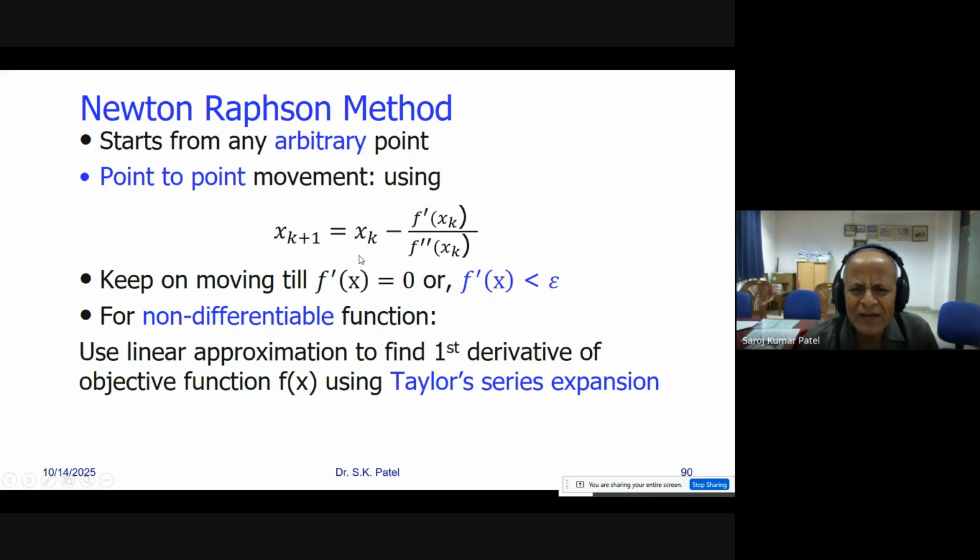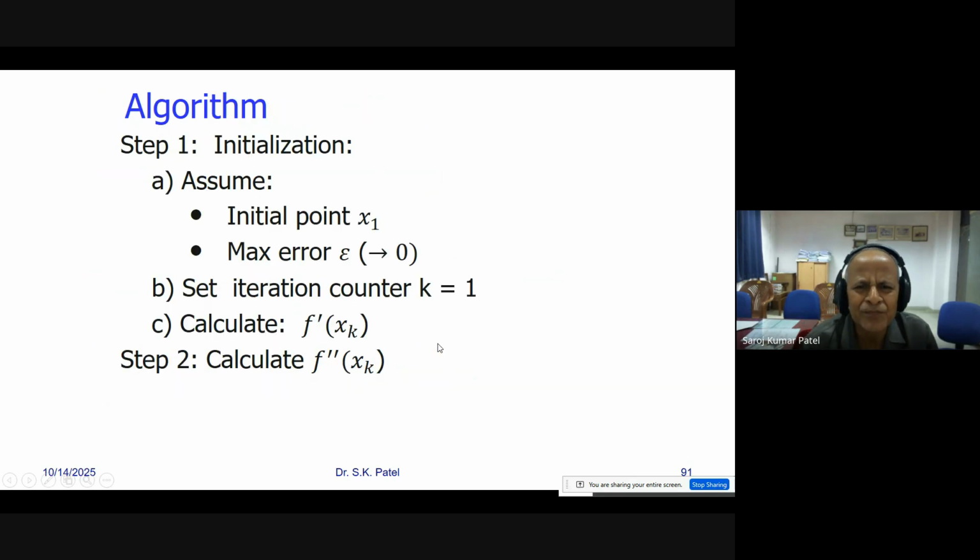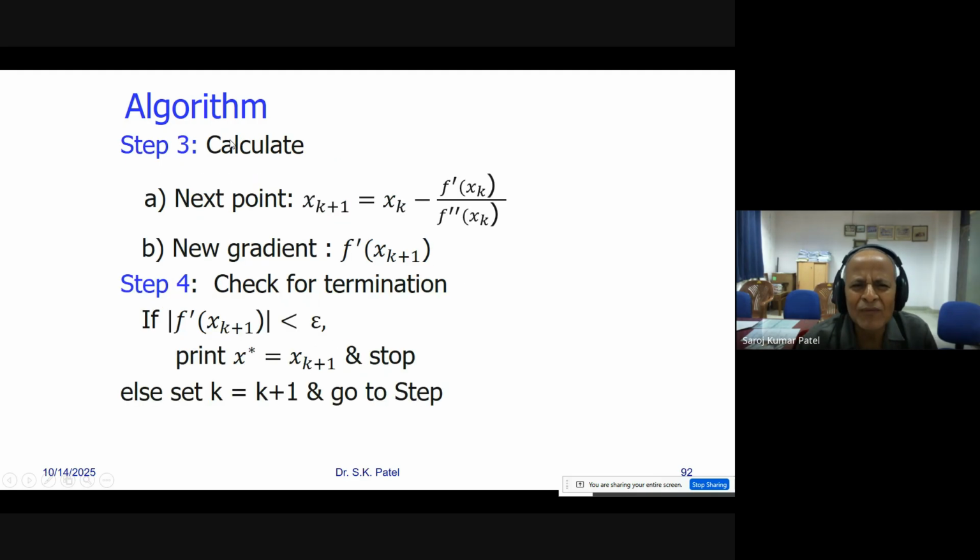And if you are not able to find the exact derivative, we can use the Taylor series expansion to find the first derivative. So this is the algorithm. Assume an initial point x1 and maximum error epsilon, that tends to 0. Some small value, the maximum permissible error, we have to assume. Iteration counter k is 1. Calculate the first derivative and the second derivative at the current point. Then find the next point, which is xk minus the ratio of first by second derivative.